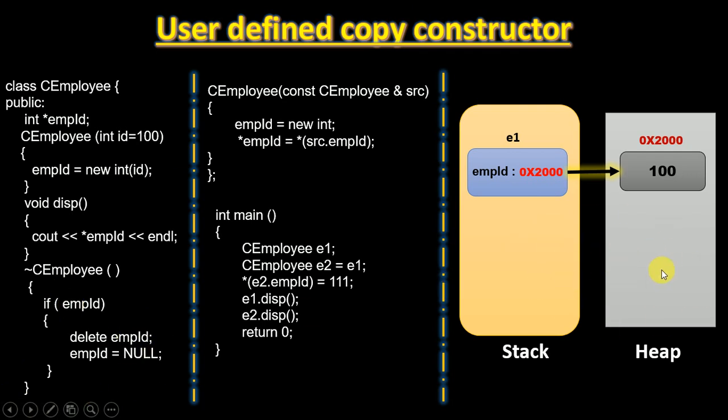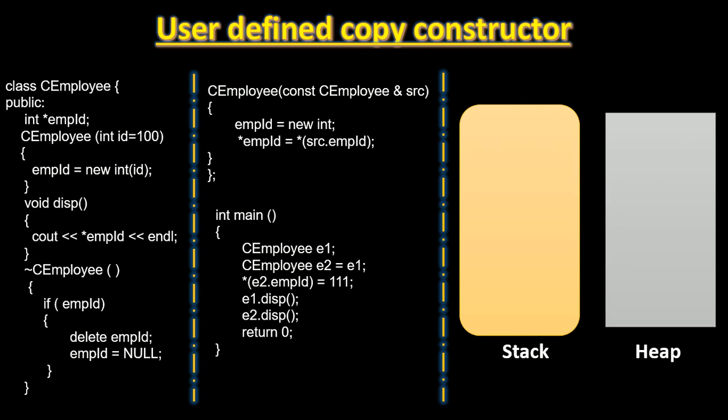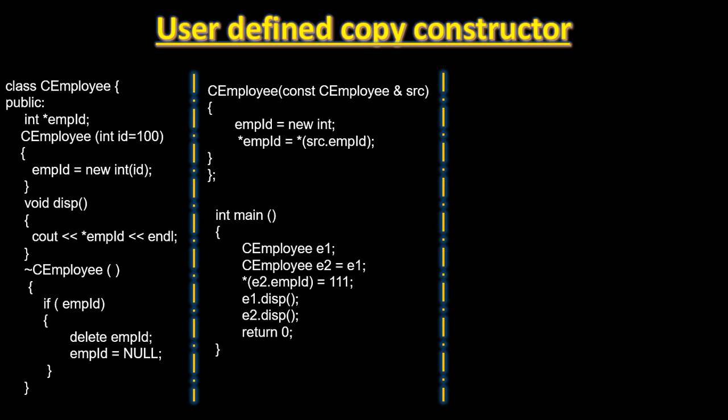So now no problem here. Now E1 is going to be destroyed. When E1 is going to be destroyed, again the same thing: the destructor will be called for E1 also. First the destructor deletes EMP ID. Where is EMP ID referring? It is referring to 0x2000. So the 0x2000 memory location will be removed from the heap segment. After that the object will be removed from the stack memory also, and stack and heap will be cleared. So there is no memory leakage and no abnormal termination.